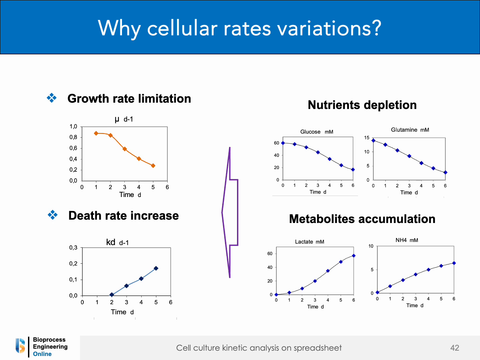Metabolite accumulation. Simultaneously, the concentrations of metabolic byproducts such as lactate and ammonia increase over time. Elevated levels of these waste products inhibit cell growth and promote cell death, contributing to the rise in both specific and volumetric death rates during the later stages of the culture. Together, these factors create a progressively unfavorable environment for cell growth, leading to the observed variations in the growth and death rates.